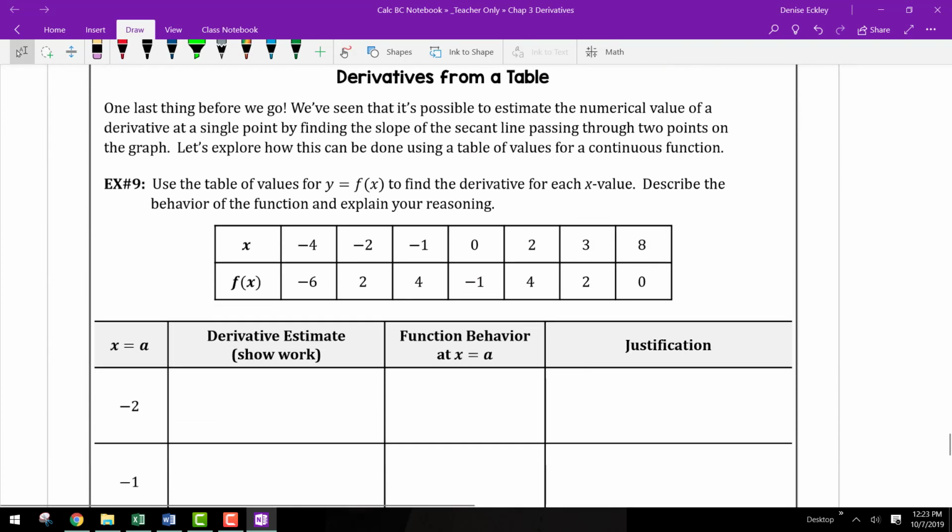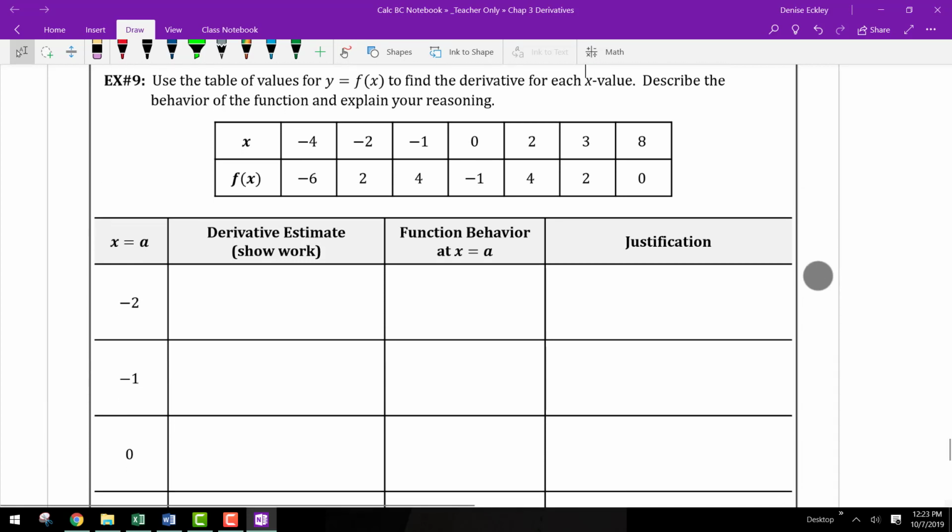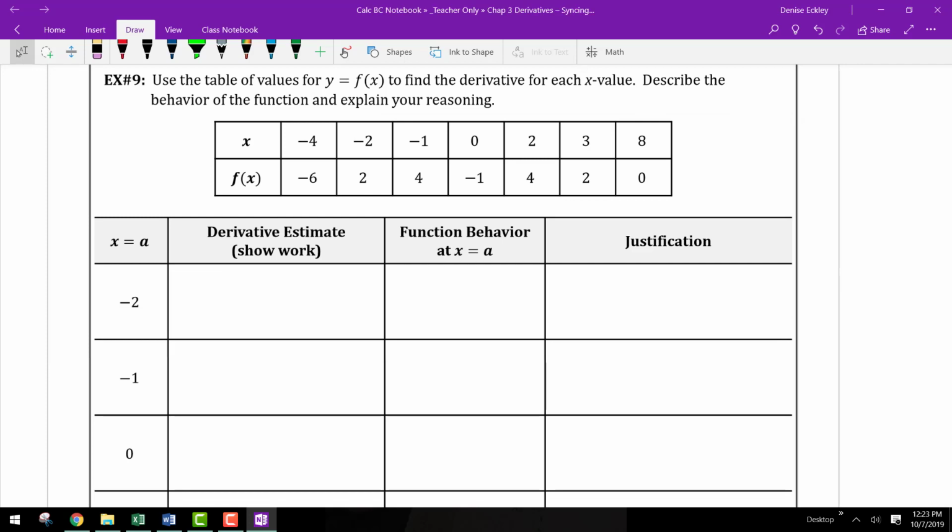Okay, and then finally, finding derivatives from a table. We've seen that it's possible to estimate the numerical value of a derivative at a single point by finding the slope of the secant line passing through 2 points on the graph. Let's explore how this can be done using a table of values for a continuous function. That's important, though. We want to remember that this is a continuous function, otherwise this process won't work. So use the table of values for y equals f of x, define the derivatives for each x value, describe the behavior of the function, and explain your reasoning.